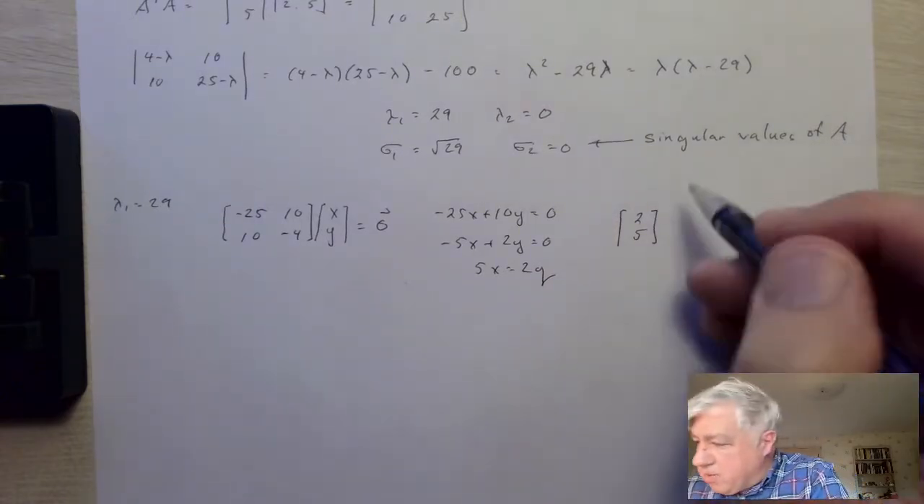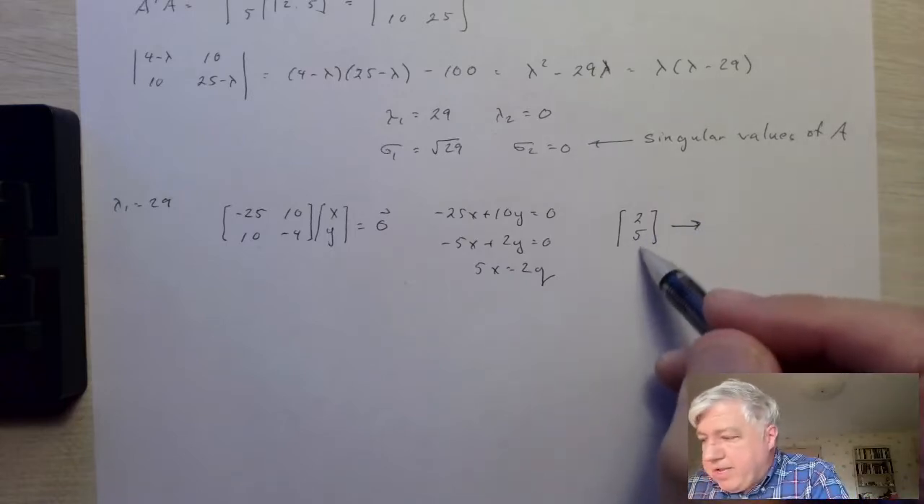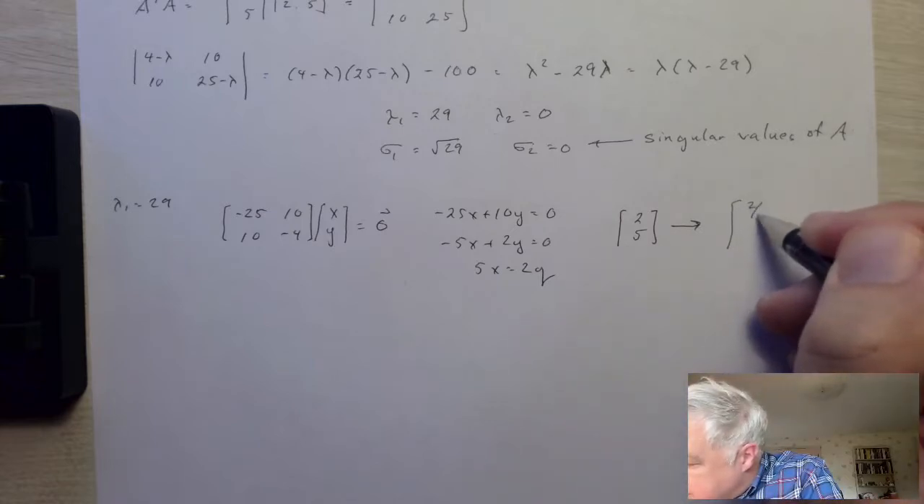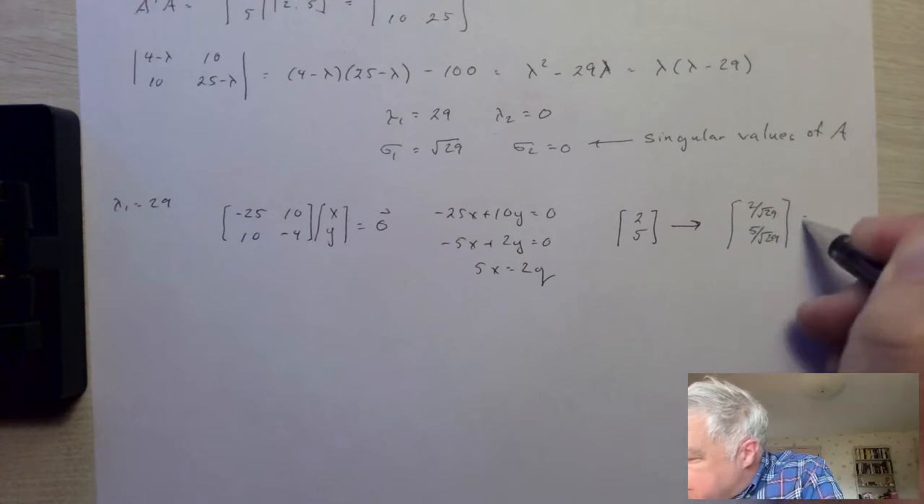But then we want to normalize this, and the length of this vector will be the square root of 29, ironically, which is not a coincidence. So we get 2 over the square root of 29 and 5 over the square root of 29, and this will be v1.